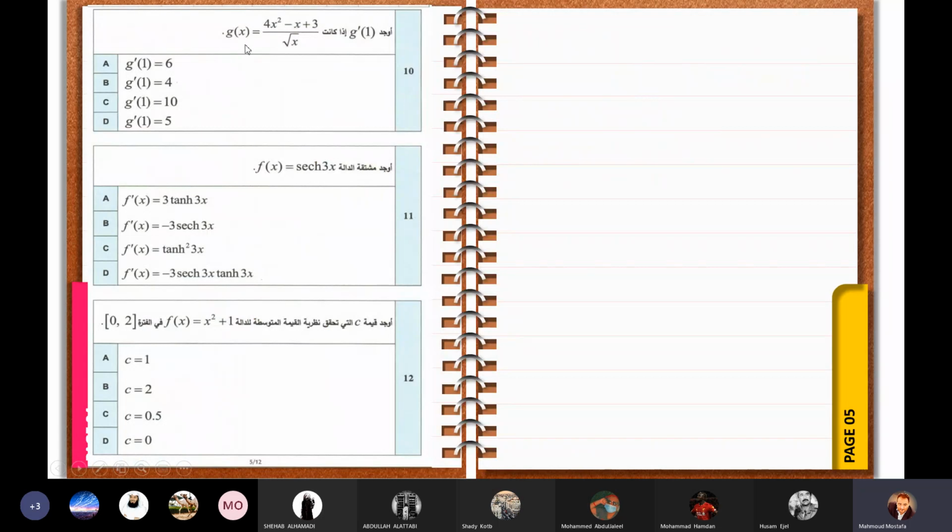Okay. We have g of x. We need g prime at 1. Don't substitute first. You have to find the derivative, then after that you substitute. Which rule do we have to use here?